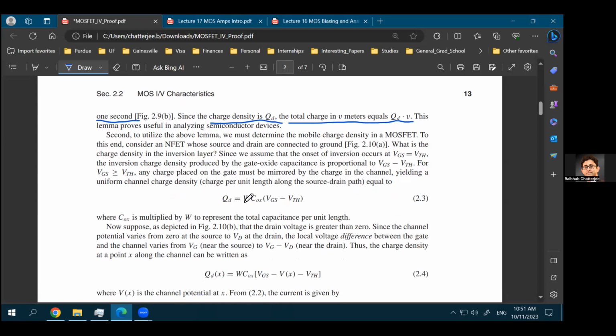All right. So now the next thing is something we had already discussed in the previous lecture: what is the value of QD? What is the value of that unit charge, or the charge per unit area?